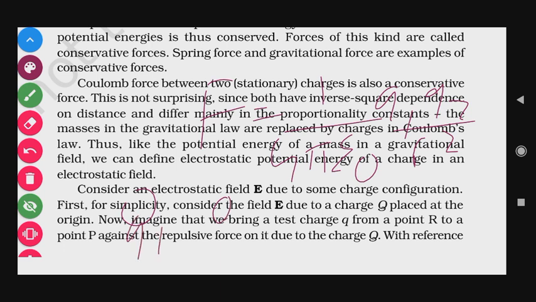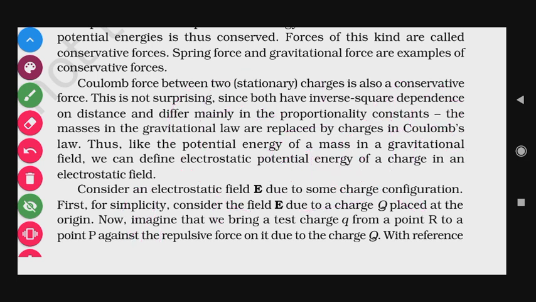Okay, and this is 1 upon 4 pi epsilon naught. Epsilon naught is a constant, this is the permittivity. Okay, so you see, I made this chapter in Hindi. I will also make this in English too. So this is the formula for force between two charges, the Coulomb force.